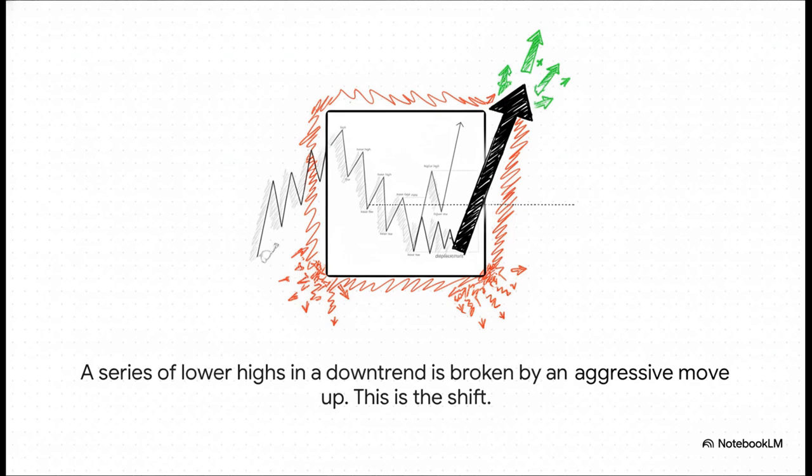And this chart shows it perfectly. See how the price is walking down the stairs? Lower lows, lower highs. That's a classic downtrend. But then, bam, look at that aggressive push up. The second it breaks past that last little step down, that is your market structure shift. It's the first hint that the sellers are getting tired.